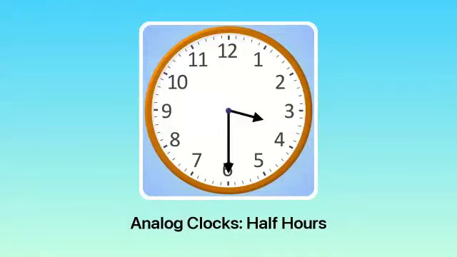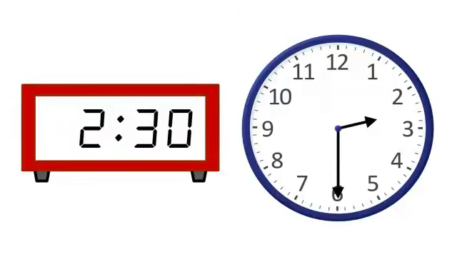The next lesson in this course is called Analog Clocks, Half Hours. We'll look at times on an analog clock where the minutes are 30.